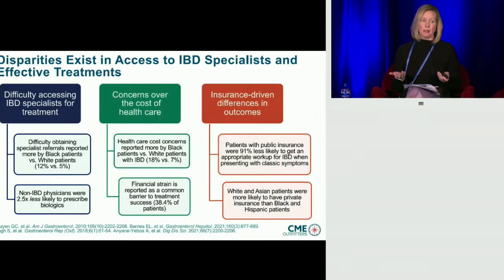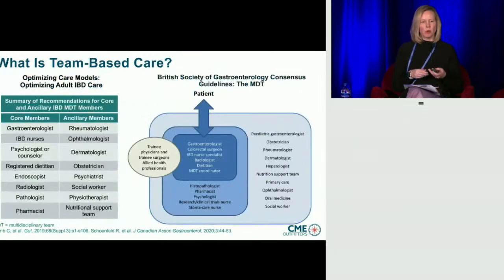And we know disparities exist about this. This is something I think we need to, as a community, think about a little bit more and start to try to move this needle. We know people have difficulty accessing specialists. There is a huge concern for cost of healthcare, and there are insurance-driven differences in outcomes. I don't think we're going to have answers today, but we deal with this all day, every day when we see different patients in clinic, and it's okay. We as a healthcare system need to try to move that needle, and every little step that you take to help these patients in different ways is extremely important.